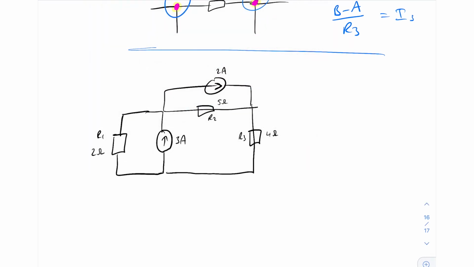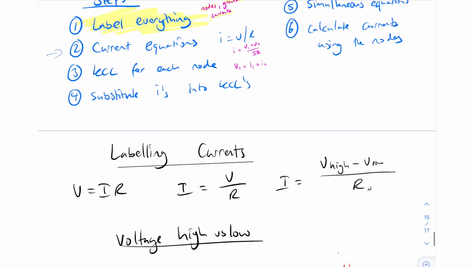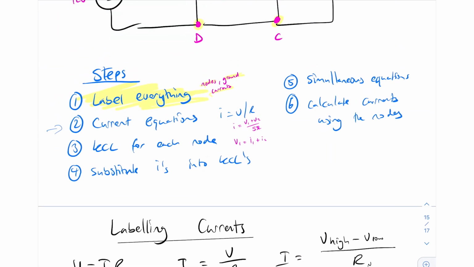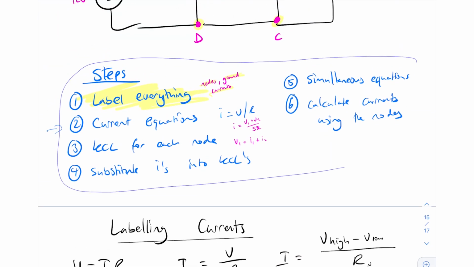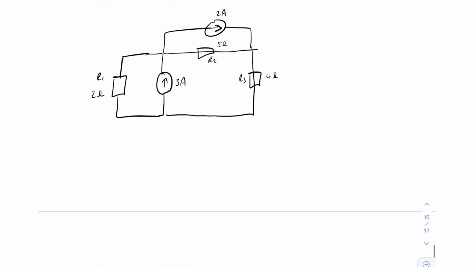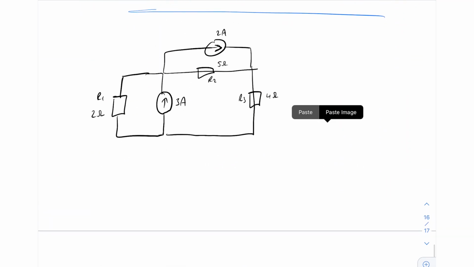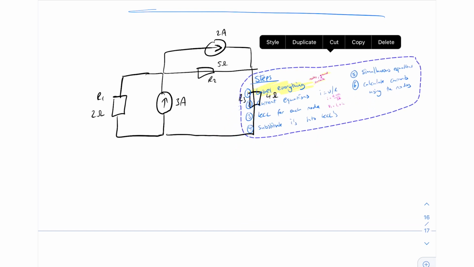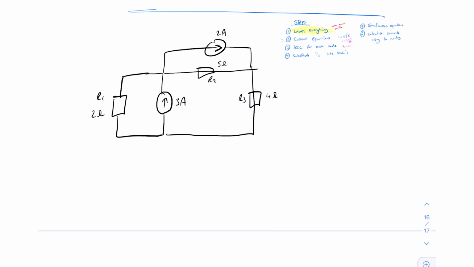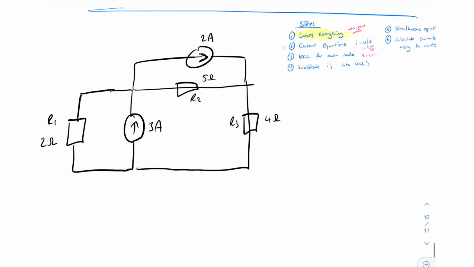Okay, wait, let's go back and copy our steps actually. So this is our circuit. Go back to our steps, copy this, we'll have it with us. For my exam, my examiner allowed us an open book, so I basically took in these steps here. I eventually ended up memorizing them, but it's all good. Okay, so first step is to label everything.